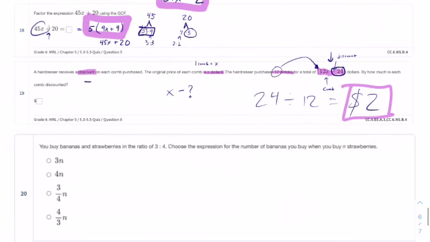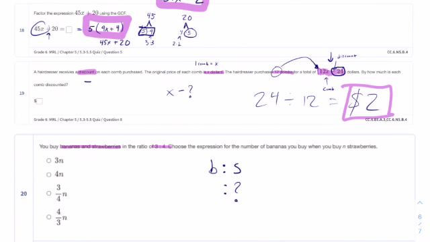Last problem. Number 20, you buy bananas and strawberries, so the ratio of 3 to 4. So that's important. So it says bananas and strawberries, so if I'm making a ratio, it would be bananas first and then strawberries second. Choose the expression for the number of bananas that you buy when you buy n strawberries. So my number of strawberries is unknown, question mark. And my number of bananas is also not really known. And I have to figure this out based on the information that he gives me.